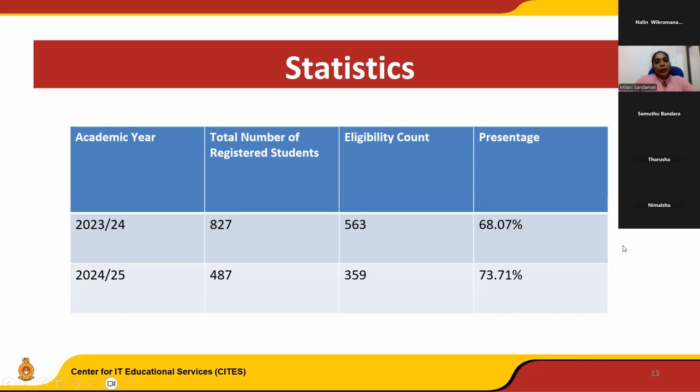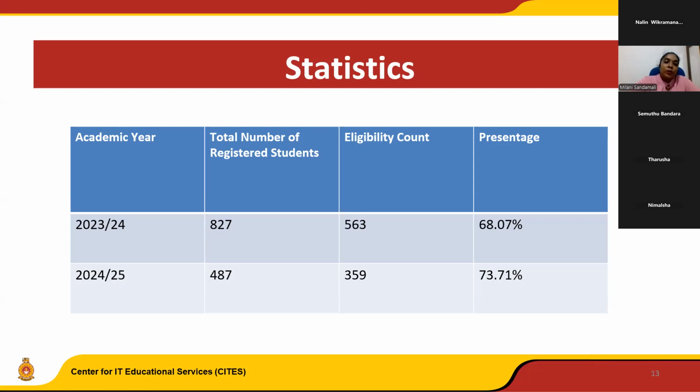And according to the previous years, I want to tell that in 2023, 2024, total registered numbers were 827, and eligibility count is 563. As a percentage, 68% of students have passed this course.